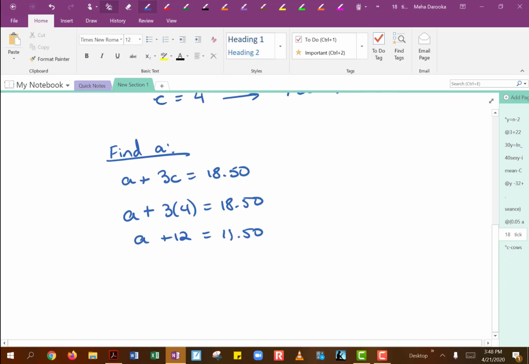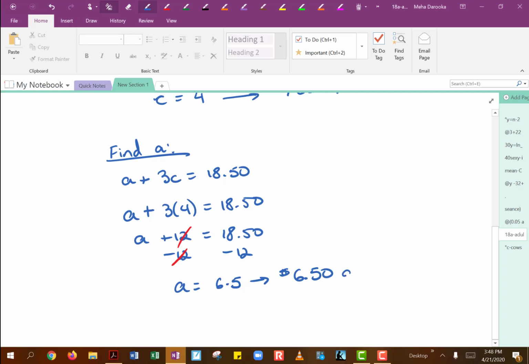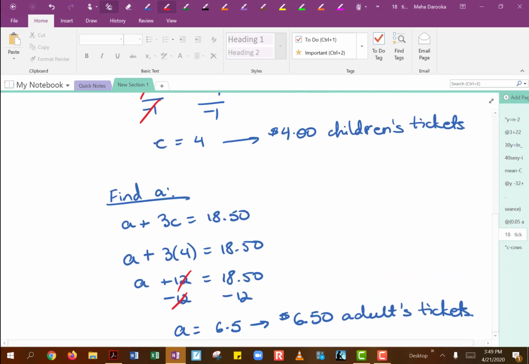we will end up getting a equals, and of course 1850 minus 12 will end up giving you 6.5, which will of course be $6.50 for the adult tickets. Okay, so that's how you come up with your answers for this.